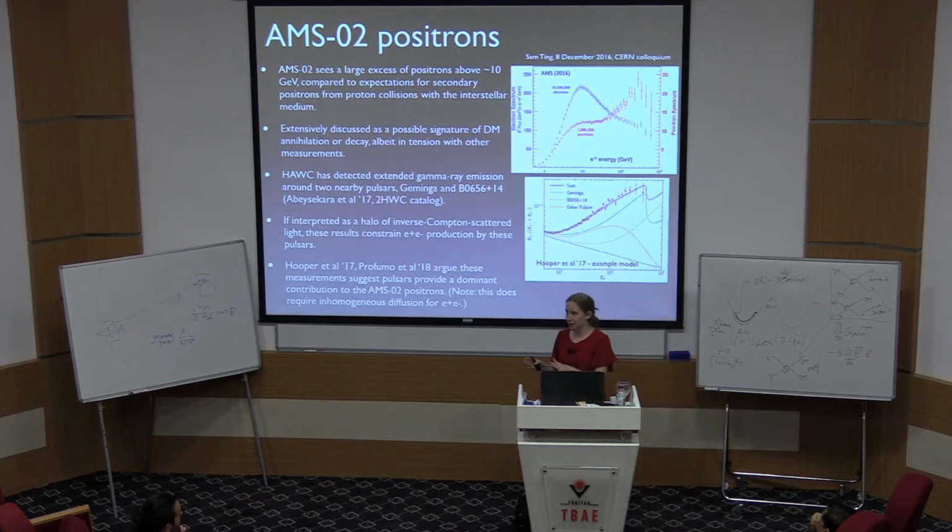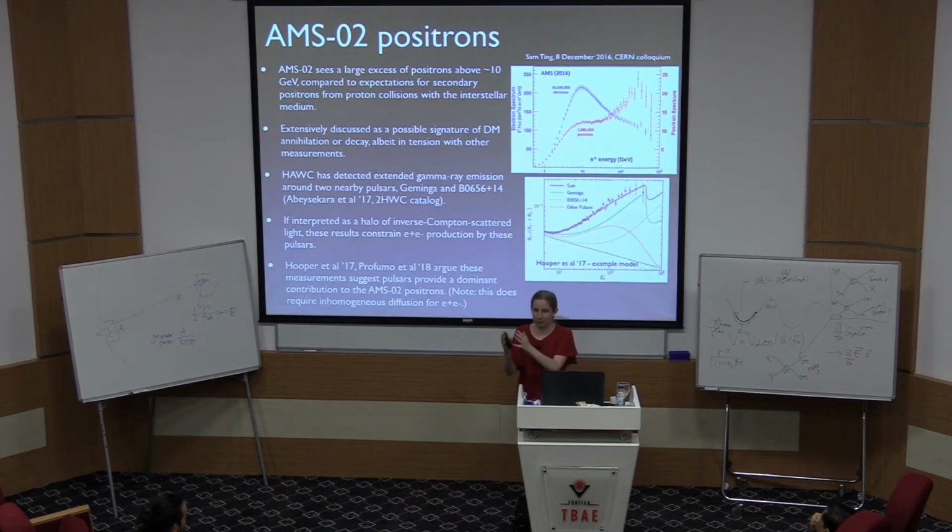It's still not a total slam dunk. You need to assume some somewhat strange propagation properties. The fact that we see these halos at all is actually very unexpected, because under the standard propagation assumptions, you would expect that these positrons just stream away from their source pulsars and get a long way before they stop.